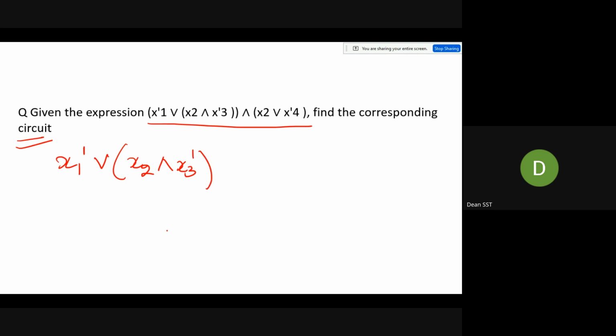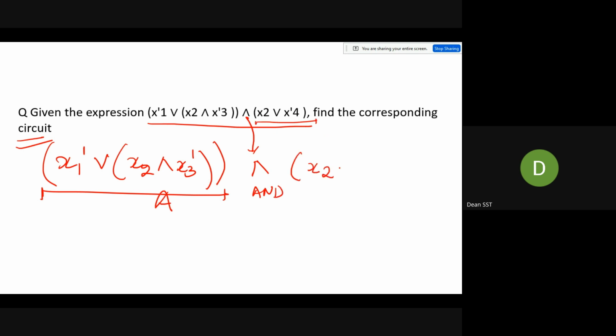Fine. And this is suppose A. This AND. Fine. And this whole expression x2 or x4 ka bar. This is your B.